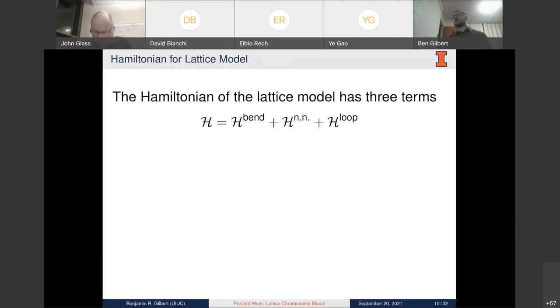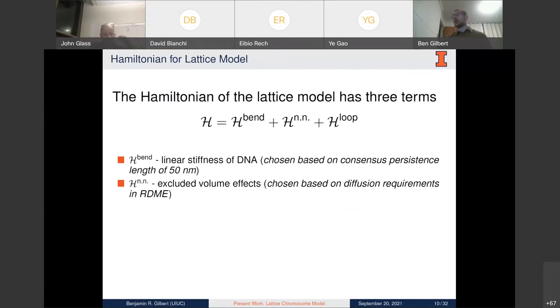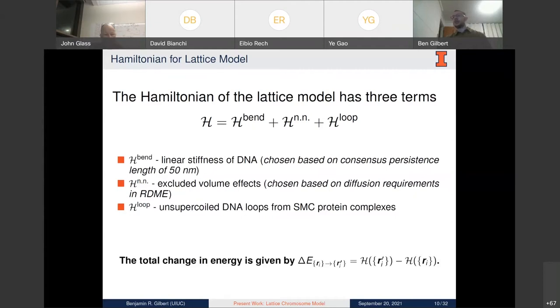And so the energetic term in this is a Hamiltonian that the lattice model has, and it has three terms to it. A bending stiffness, which is based on the persistence length of DNA, a nearest neighbor effect, which is used to tune the excluded volume effects for diffusion in the whole cell simulations, and then additionally, a probability of loop swarming of unsupercoiled DNA due to those SMC complexes that I previously mentioned. And the total energy change is just the change in the Hamiltonian between some initial configuration and some final configuration.